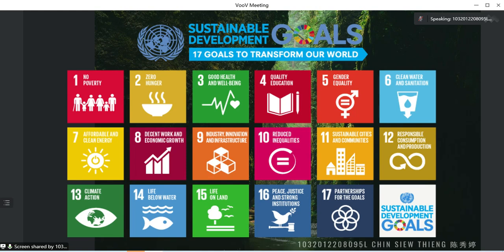Thirteen is climate action, fourteen is life below water, fifteen is life on land, sixteen is peace, justice, and strong institutions, and seventeen is partnerships for the goals. Okay, these are all 17 sustainable development goals, which have been raised by the United Nations.